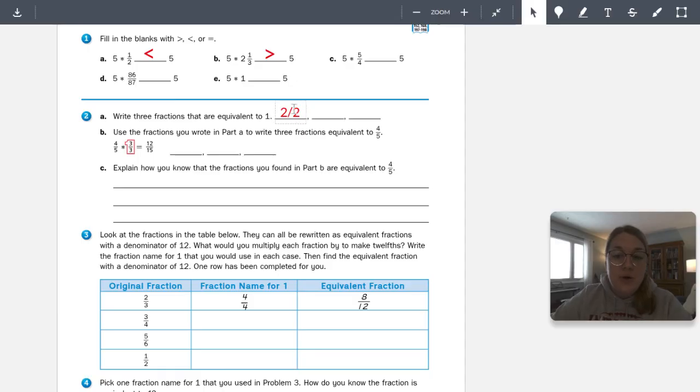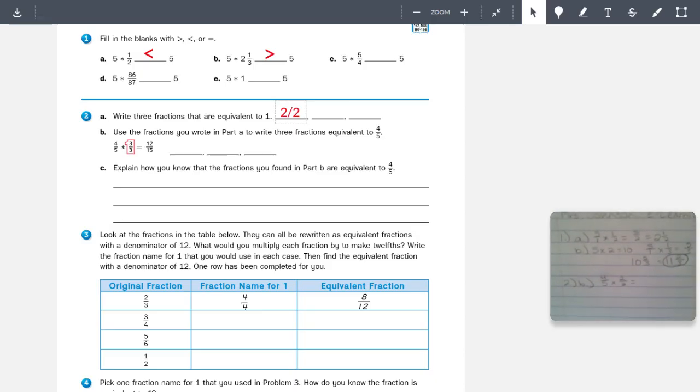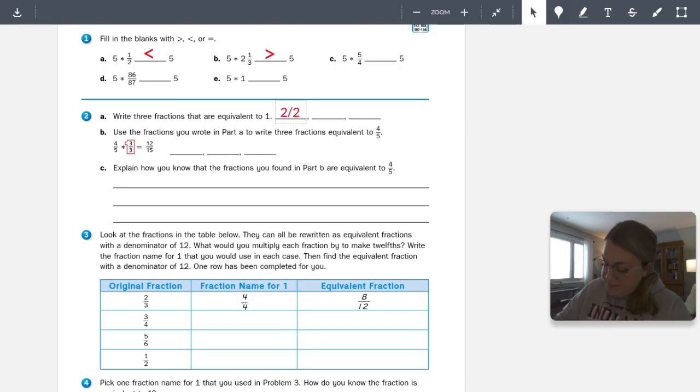So let's do what our equivalent fraction would be if we multiplied it by 2 over 2. On my paper, I'm going to write number 2b, and since we did 2 over 2 as our first one, I'm going to write 4/5 times 2 over 2. So this is how my work would look, right? 4/5 times 2 over 2. Then I would just multiply my numerators across and my denominators. So 4 times 2 is 8, and 5 times 2 is 10.